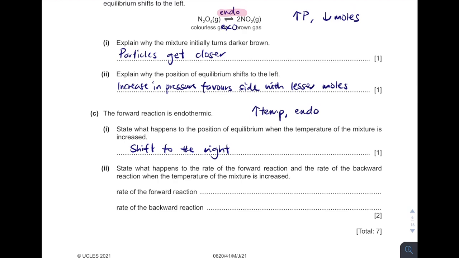And then what happens to the rate of the forward and backward reaction when the temperature increases? Remember, an increase in temperature will always increase the rate of reaction. It doesn't matter whether it is the forward or backward reaction, which means both the rate of forward and backward reaction will increase. Okay, this is about rate of reaction.